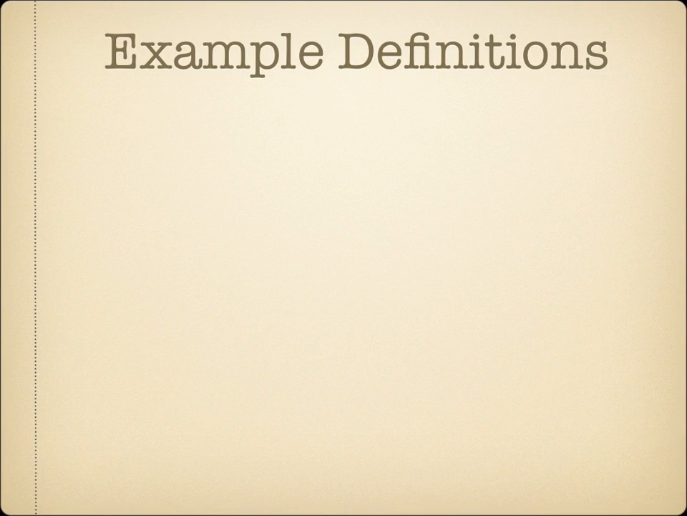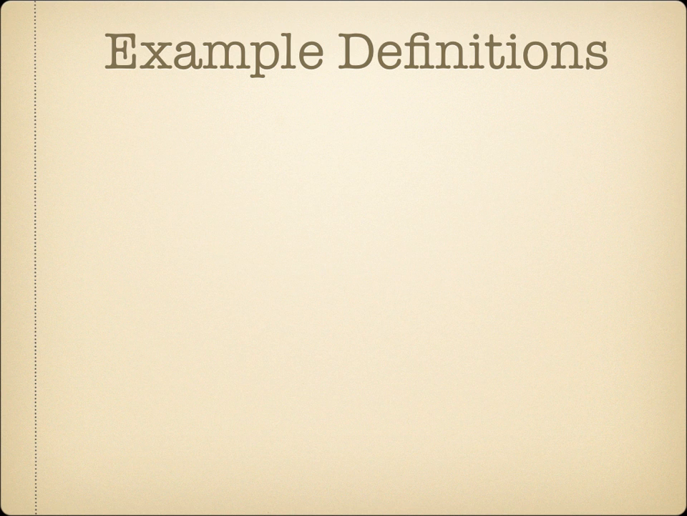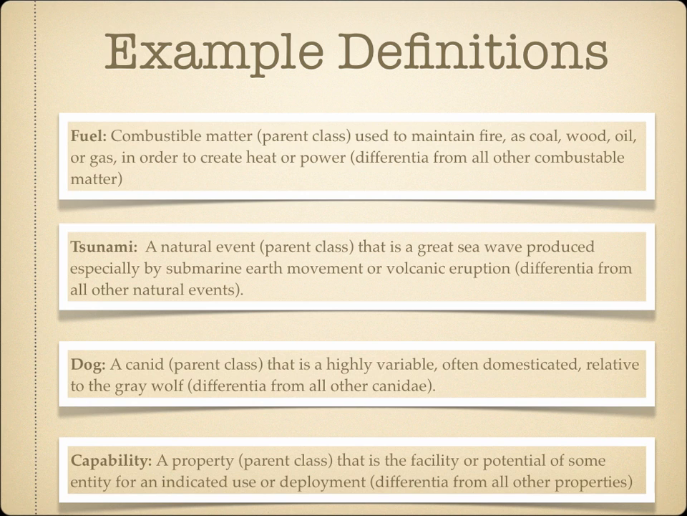Let's consider an example where someone might mistakenly define something by a role it could be in. Commonly available fuel is sometimes used in the construction of an improvised explosive device. However, it would be incorrect to define fuel as a weapon enhancement for an improvised explosive device. Rather, fuel should be defined as combustible matter used to maintain fire in order to create heat or power. Notice that these other examples of proper definitions also have the same basic genus-species structure.